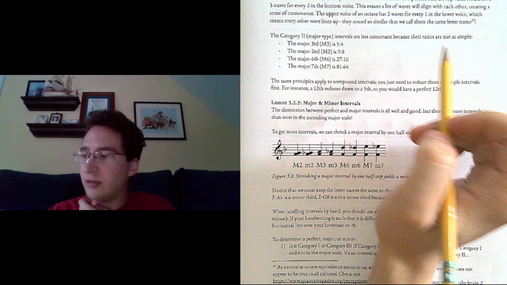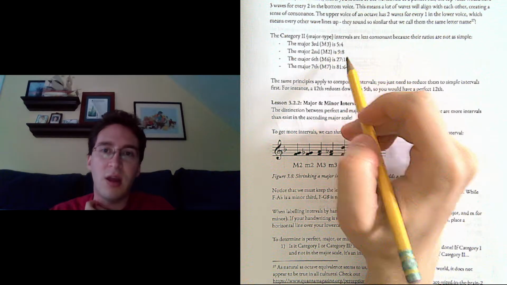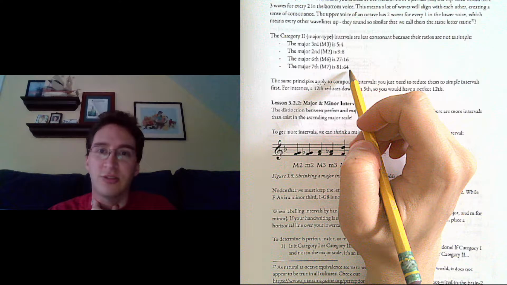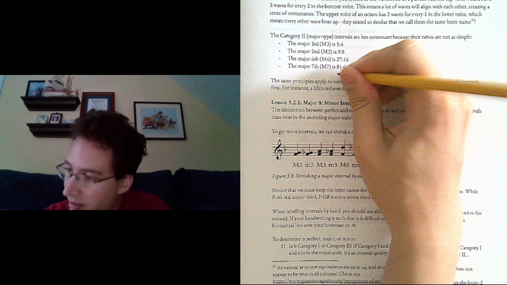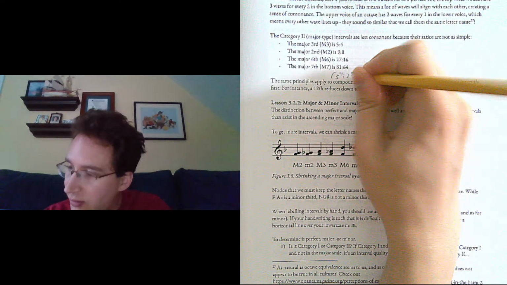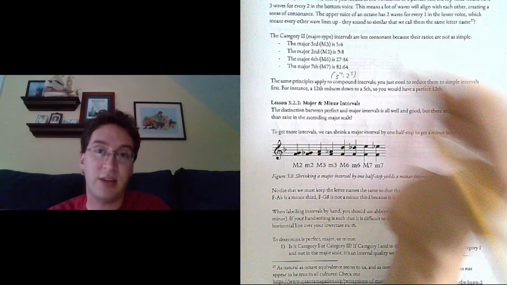Category 2 are less consonant because their ratios aren't as simple. Major third is pretty close, 5 to 4, but then we have 9 to 8, 27 to 16, 81 to 64. That just looks gross. This is actually just 3 to the 4th to 2 to the 5th. So, number-wise, pretty clean, but it looks scary.